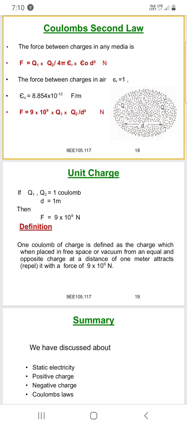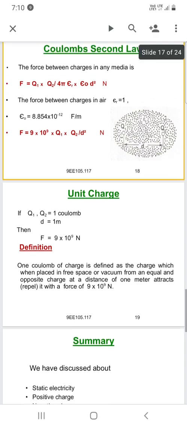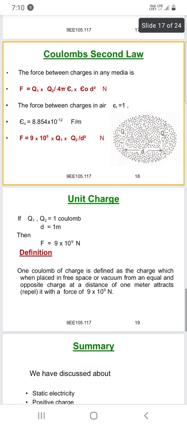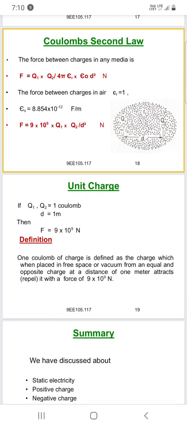Therefore the force between the charges in any medium is F equal to Q1 into Q2 by 4 pi into d square into epsilon, where epsilon is equal to epsilon naught into epsilon r. So here, for the force between the charges in air, the epsilon r value is equal to 1, and the epsilon naught value is equal to 8.854 into 10 to the power of minus 12 Farad per meter. Then F is equal to 9 into 10 to the power of 9 into Q1 into Q2 by d square Newton.